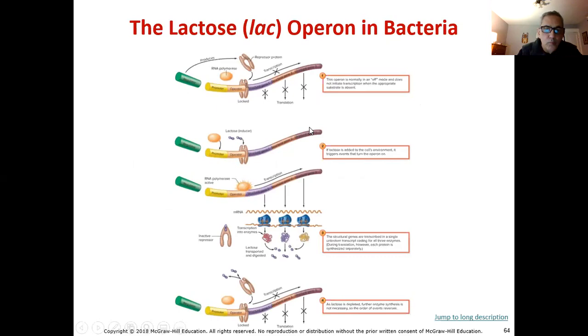Now, what happens is when lactose helps to induce the process, the lactose binds to this repressor protein, and it will come off. The RNA polymerase can continue transcribing these genes. The proteins can then break down the lactose. When the lactose is broken down, the repressor protein can now go back and bind to the operator, turning off the process.